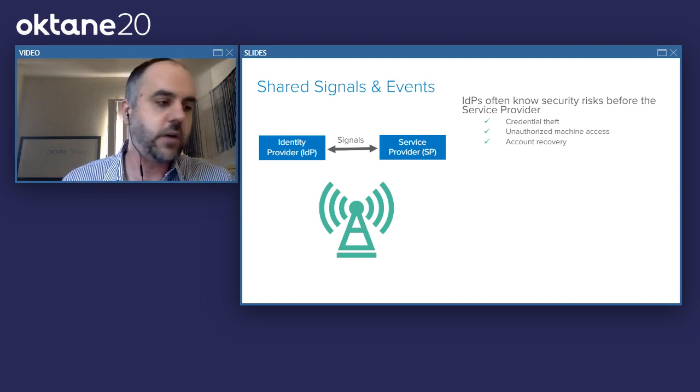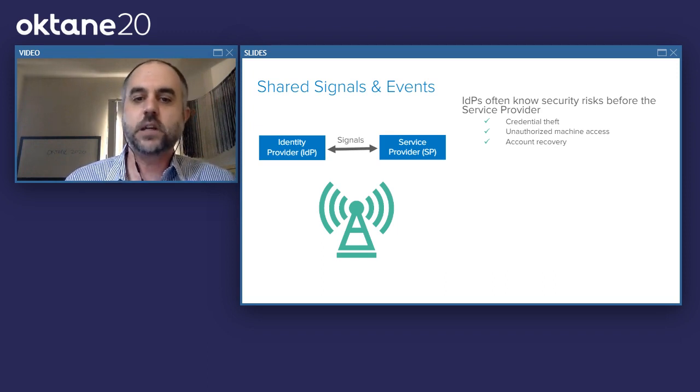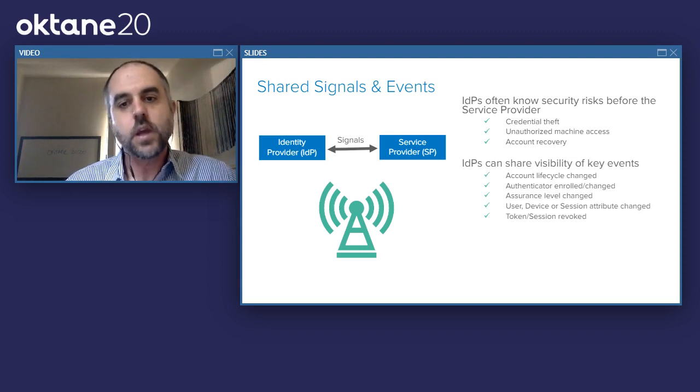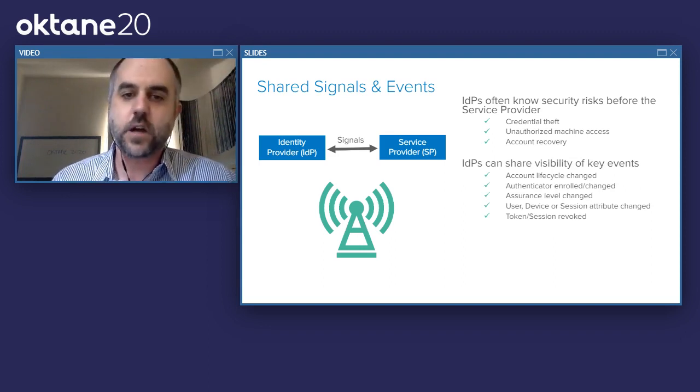We're able to see how users are doing account recovery, maybe trying to exploit a chain in the account recovery chain. And it would be useful to be able to publish that to a service provider, because maybe that changes the risk. Maybe the application that's always logged in may want to force the user to log back in again if the identity provider was just able to tell them that there was a significant security event that just happened at the identity provider, like enrolling or changing my security credentials. And so sharing the visibility of these key events would enable more of a dynamic response from the service provider.